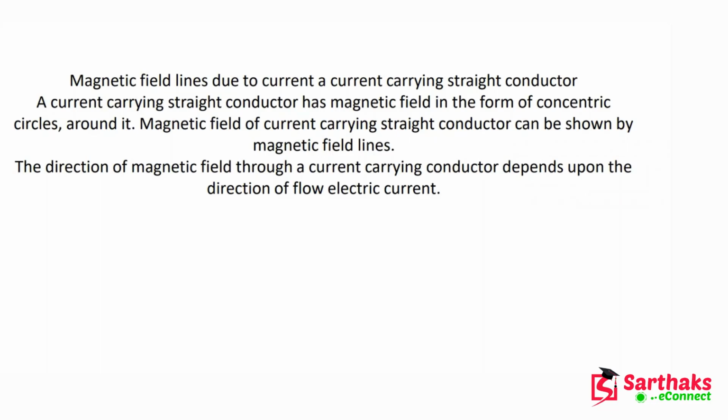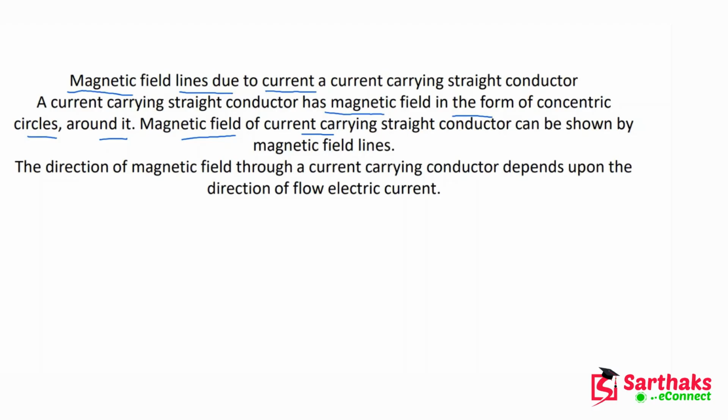Okay, guys. So we are here in this slide, and in this slide, let's read it out. Magnetic field lines due to current carrying straight conductor. A current carrying straight conductor has magnetic field in the form of concentric circles around it. Magnetic field of a current carrying straight conductor can be shown by magnetic field lines. The direction of magnetic field through a current carrying conductor depends upon the direction of flow of electric current.